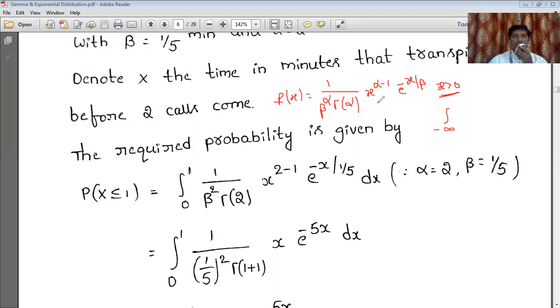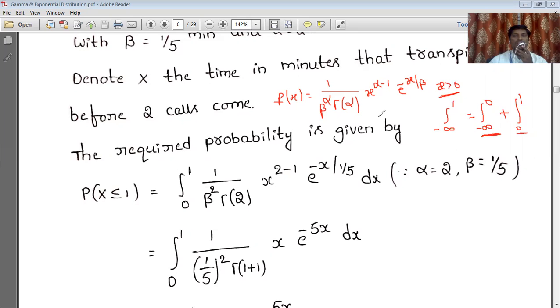So here we are now calculating up to 1, so minus infinity to 1. But as per the definition of gamma distribution, how can we split this one? Integral minus infinity to 0 and next 0 to 1. So minus infinity to 0 plus 0 to 1. In the first case the function is 0, and in the second case we know the function.